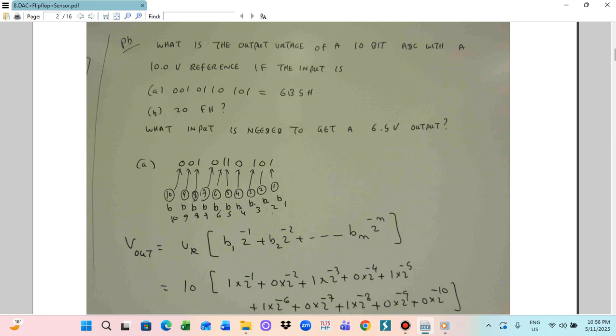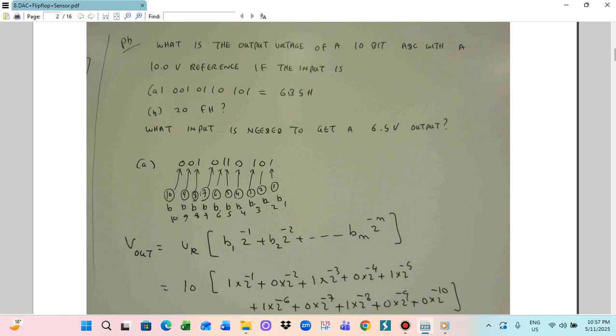In this case, we have to see how many input bits there are. This is the first position, then the second position, third position, 4, 5, 6, 7, 8, 9, and the 10th. So positions 1, 2, 3, 4, 5, 6, 7, 8, 9, 10.